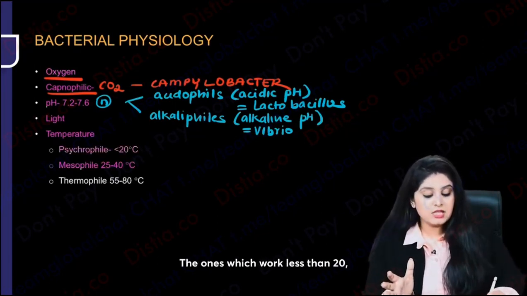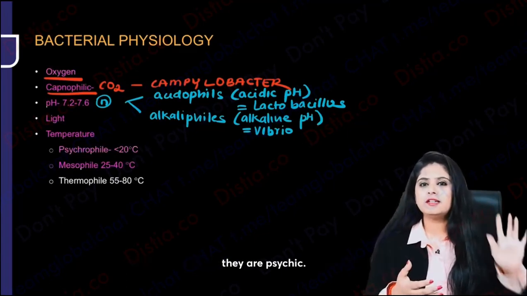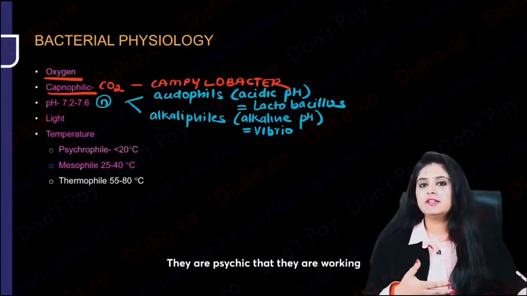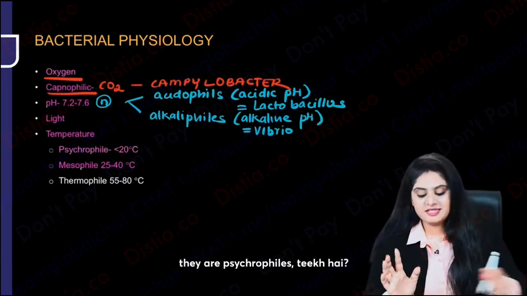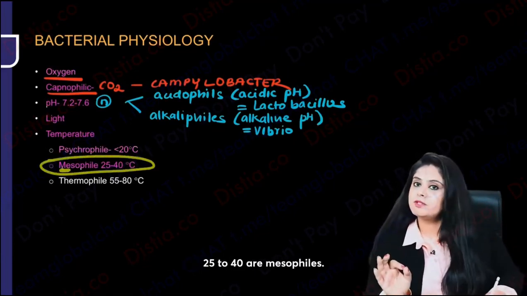The ones which work at less than 20, meaning very low temperatures, are psychrophiles. They work at such a low temperature. The bacteria that work in a medium temperature, 25 to 40, are mesophiles.